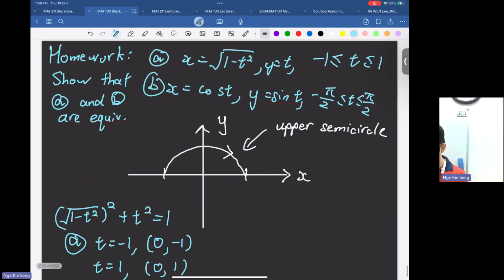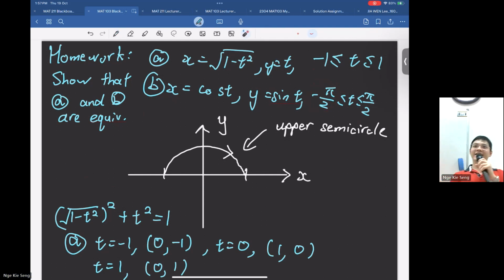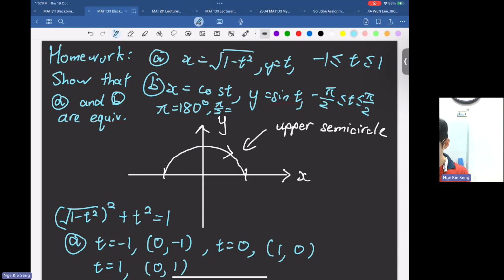How about the middle point? Let's take t equals 0. You get 1 and 0. Is this true or not? Where is minus pi over 2? Pi is 180 degrees, right? So pi over 2 is 90 degrees. So actually I think we drew the wrong picture, right? Negative pi over 2 should be here, and pi over 2 should be here. I think we started with the wrong picture. That's why these points don't match.